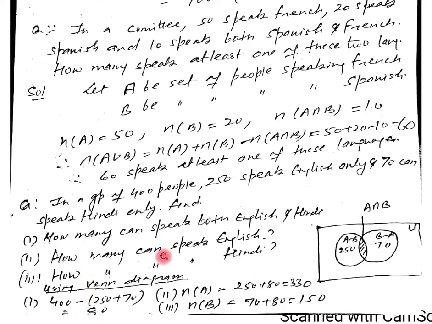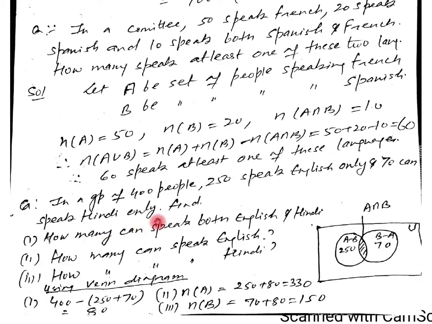Similarly, how many can speak English? Now we know this intersection is 80. Now how many can speak English? It means we have to find the total number of people in A. So it will be 250 plus 80. The number of A is 250 plus 80, which is 330, very clear from the Venn diagram. Similarly, the number of people speaking Hindi, the number of B, is 70 plus 80, which is equal to 150.